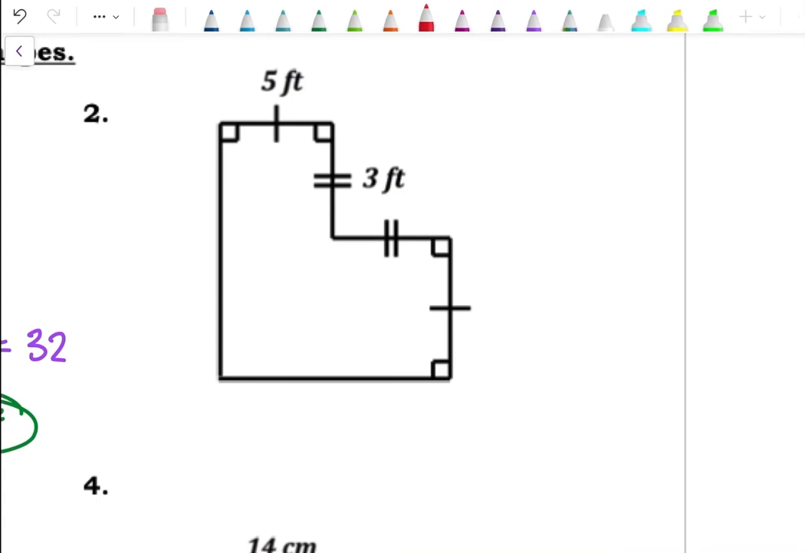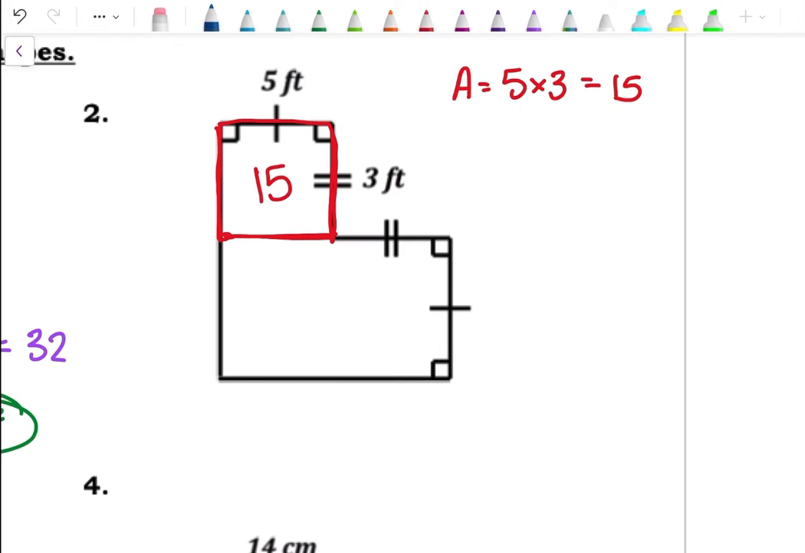Okay, number 2, again, split it into shapes you know. If you want to do the straight line the other way, you can. It doesn't really matter which way you go. So I have that top rectangle-y shape. To find the area of that, I'm going to do 5 times 3, which is going to be 15. So this has an area of 15.